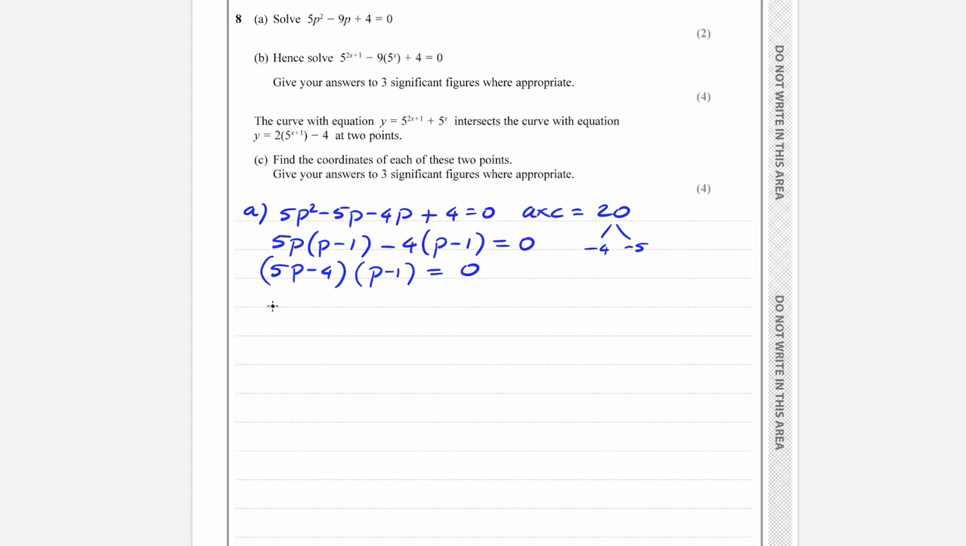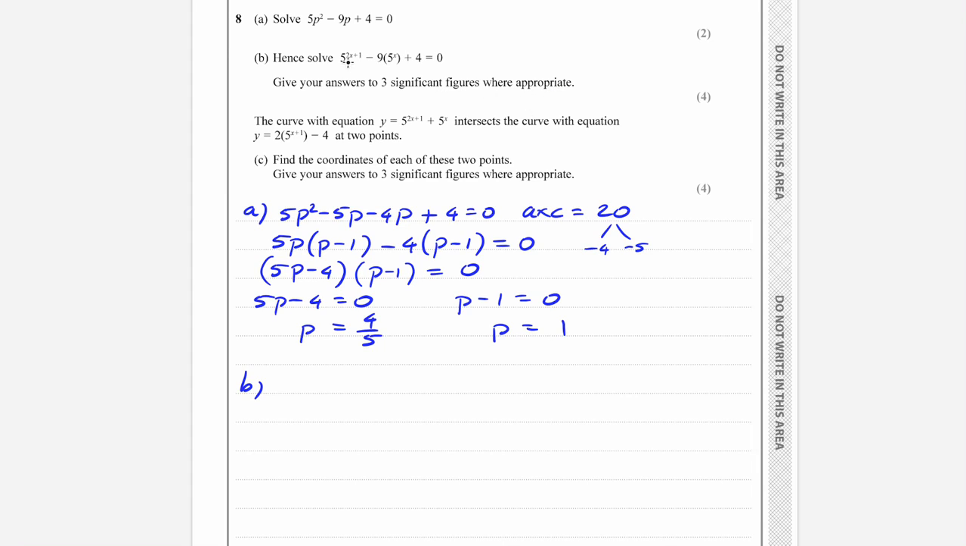Okay, guys, if you don't know that method, you need some method to know how to factorize this. Then you can say 5p minus 4 equals 0, p equals 4 over 5, and here p minus 1 equals 0, p equals 1. So those are the two solutions. Okay, then part B. Hence solve this. Give your answer correct to 3 significant figures where appropriate.